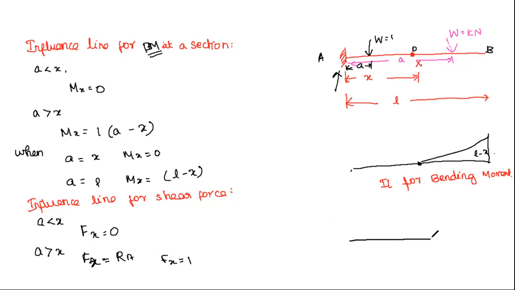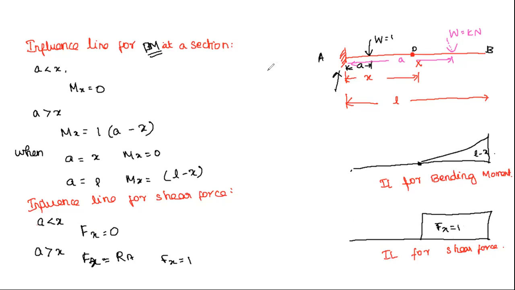What will be the diagram for the influence line of shear force? When A is less than X, there won't be any value. And when A is greater than X, it will be 1 throughout. So here it is 1. So shear force, that is Fx, is equal to 1. So this is the IL for shear force.